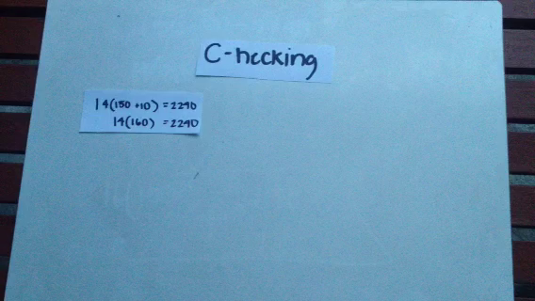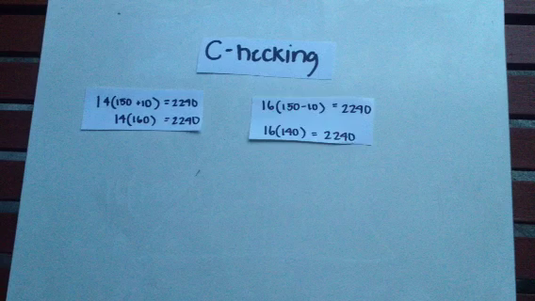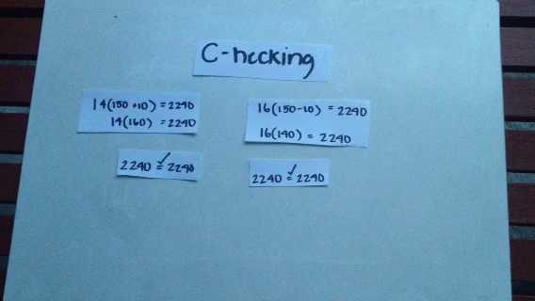Plug in the x and y values, multiply, and it should be equivalent to 2,240 for both. And it is! Finally, write the answer with the appropriate label. So the speed of the airplane in still air is 150 miles per hour, while the speed of the wind is 10 miles per hour.